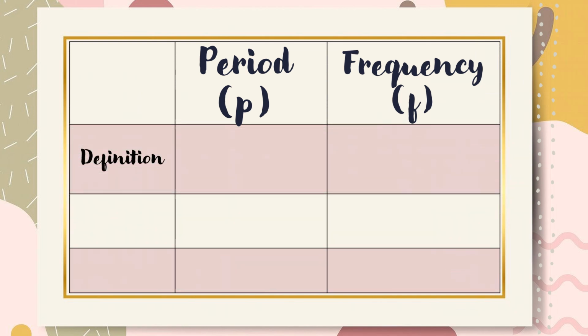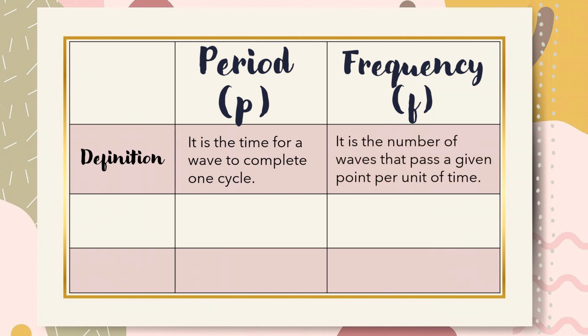By definition, period is the time for a wave to complete one cycle, while frequency is the number of waves that pass a given point per unit of time. We write period as P, and that is period is equal to 1 over F. Again, period is equal to 1 over frequency. On the other hand, frequency, or F, is equal to 1 over P. The standard unit for period is seconds, while for frequency we use hertz.